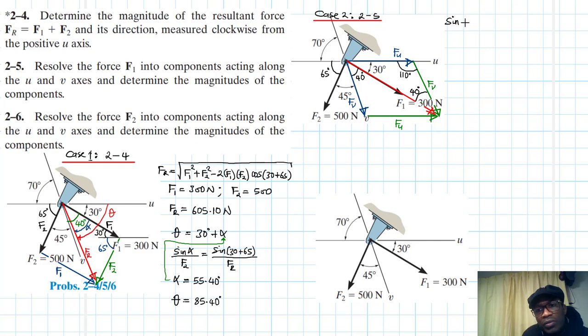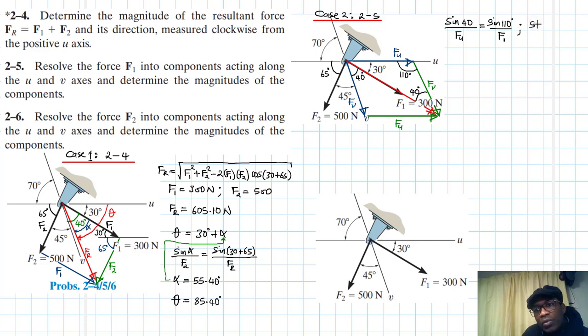Okay, we are starting with Fu. Sine 40 divided by Fu is just going to be equal to sine 110 divided by F1. Okay, so this is one equation.